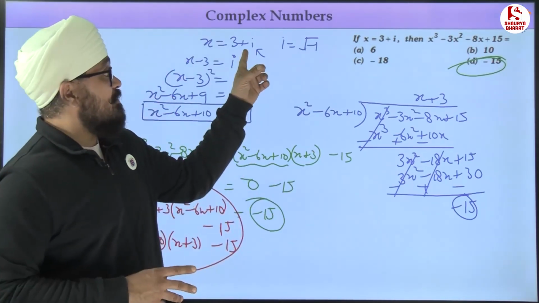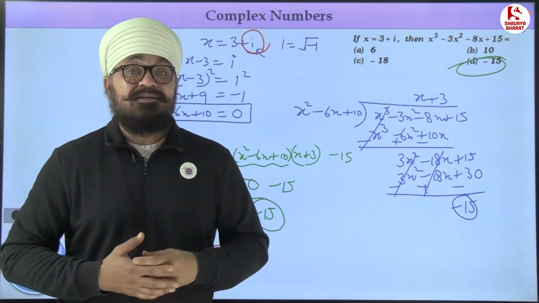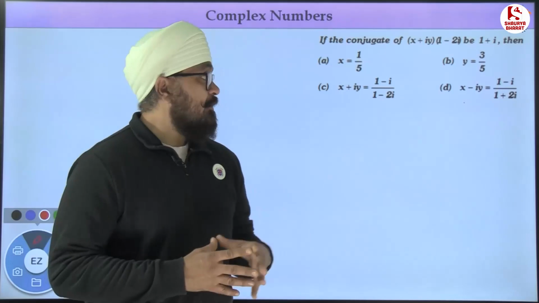Just you have to take care of this thing. Whenever iota terms are there, take it to the right side and square it to get the result. Let us take a question here.